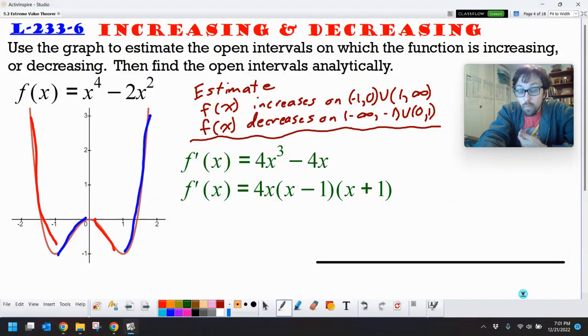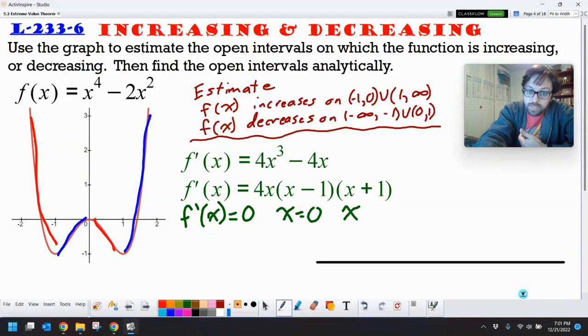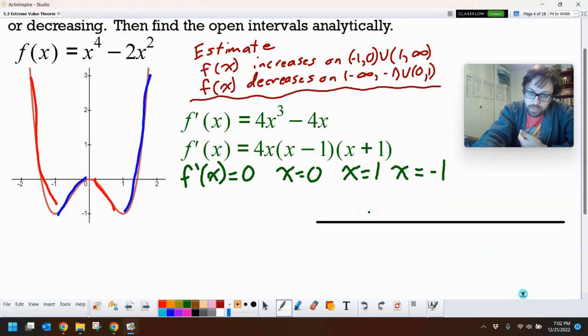And then I want to see what are the critical values. Where could this thing change its mind? Where does it equal 0 or undefined? So f prime of x equals 0 when x equals 0, when x equals 1, and when x equals negative 1. So I've got multiple things on my sign chart that I'm going to have to be checking. So I need negative 1, I need 0, and I need 1. And whenever I put these numbers on here, I usually try to just space them out so that I can see what's going on in between them and have enough space to write.